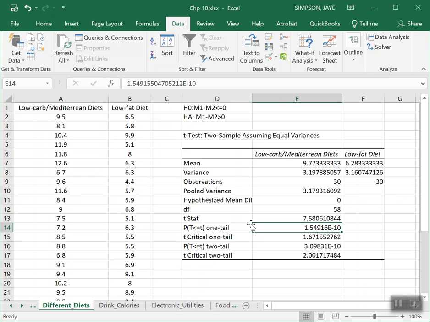So we could even go so far as to say that with 99% confidence or a 1% significance level, the data does suggest that individuals on a low-carb or Mediterranean diet lose more weight than their counterparts on a low-fat diet. So the data most definitely supports that observation.